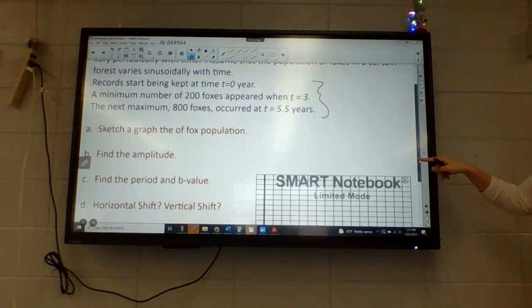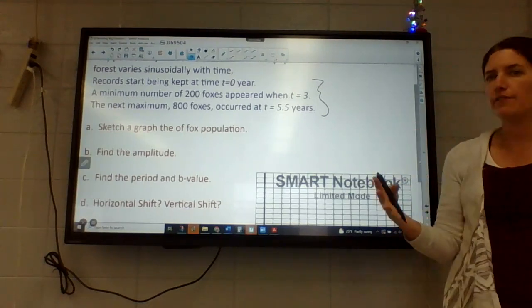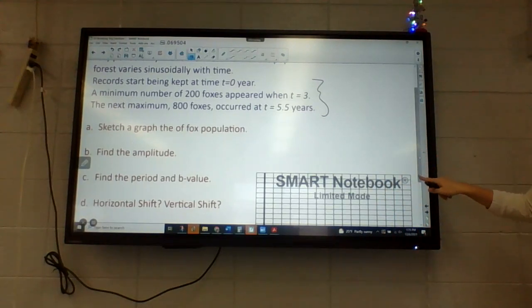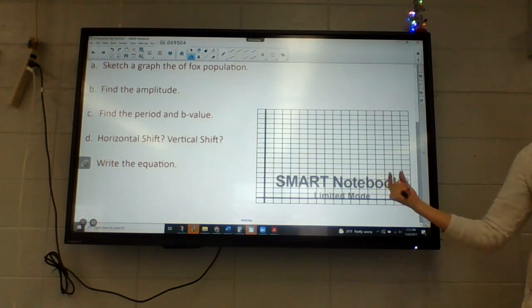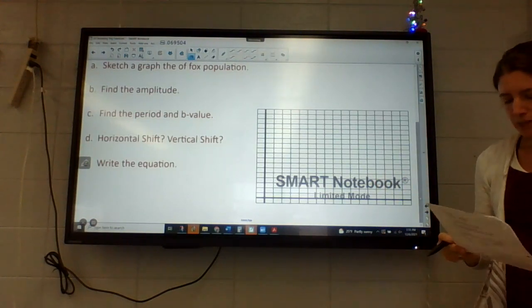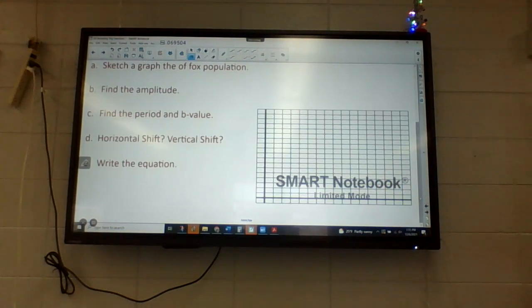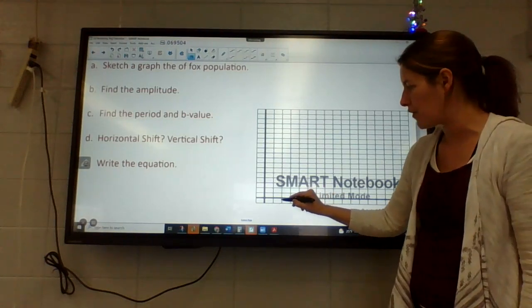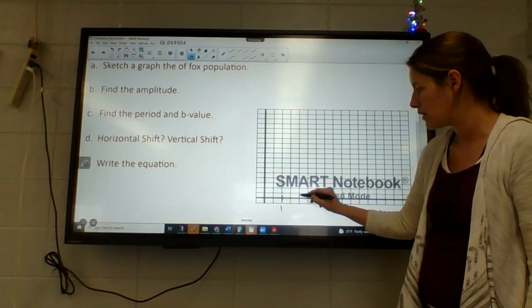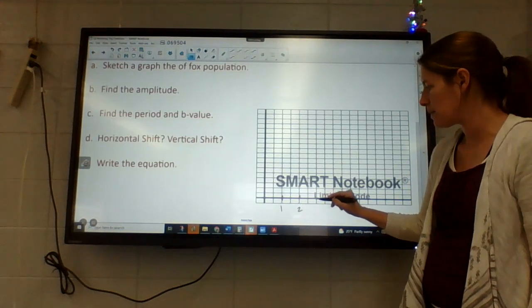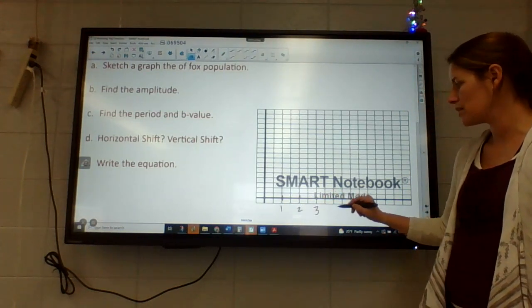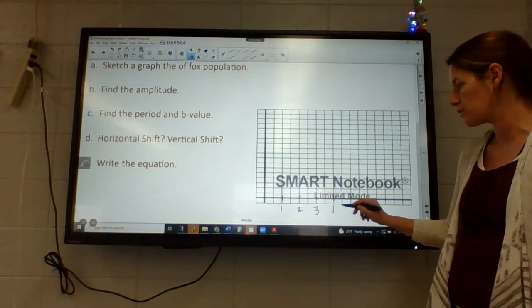Now when they're talking about 0 years, 3 years, 5 years, I probably don't want to just use a very small portion of my graph. So what I'm going to do is try to space this out a little bit more. So I'm going to go every other. So I'm going to call this 1 year, just to space this out. It doesn't look like we're doing this over the course of 50 years.